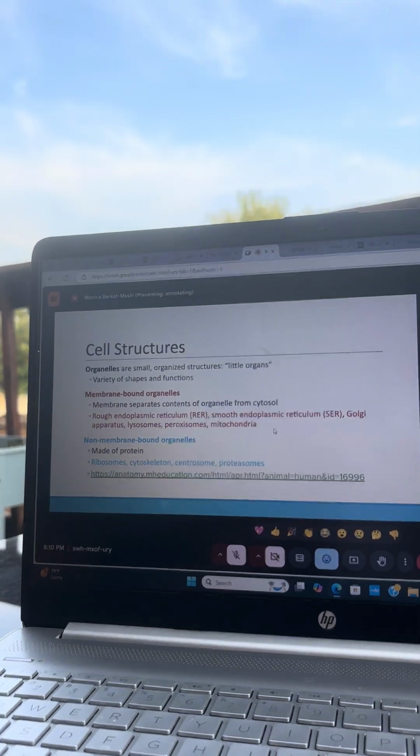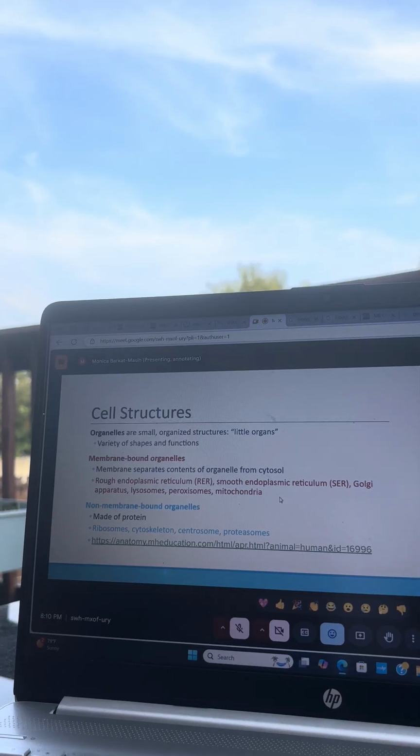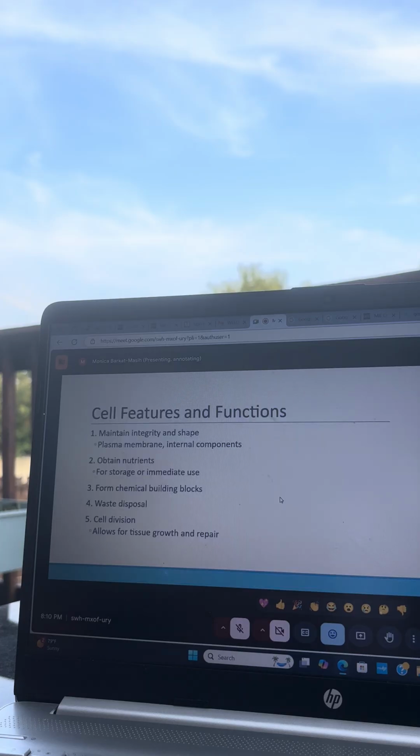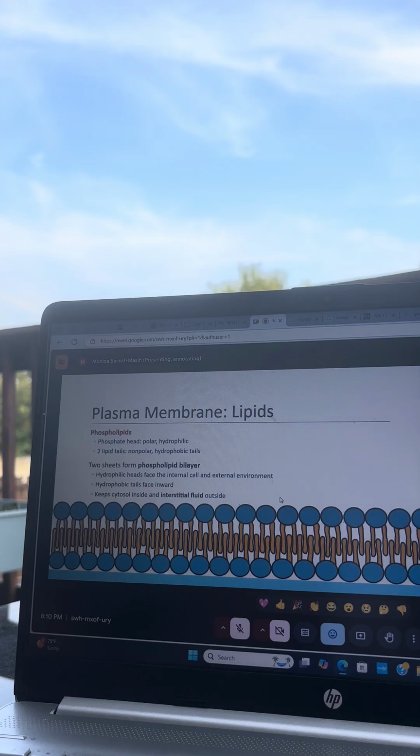You might want to know the basics, which organelles are membrane bound and which ones are not. The structure of the plasma membrane. What all is present in the plasma membrane?